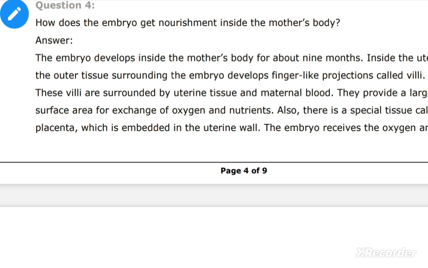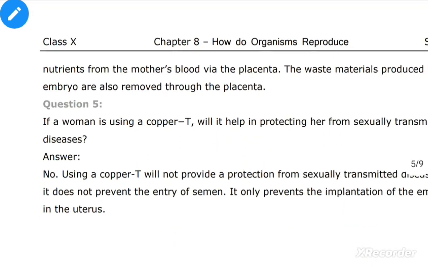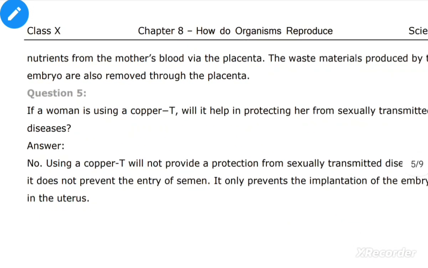They provide a large surface area for exchanging of oxygen and nutrients. Also, there is a special tissue called placenta which is embedded in the uterine wall. The embryo receives the oxygen and nutrients from the mother's blood via the placenta. The waste material produced by the embryo is also removed through the placenta.